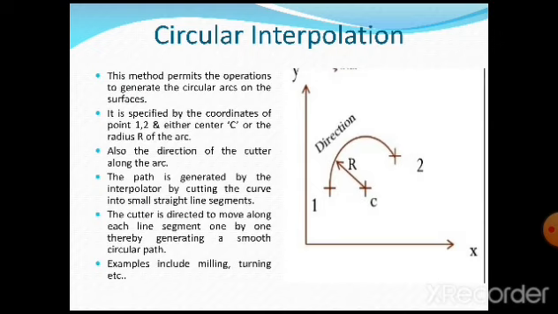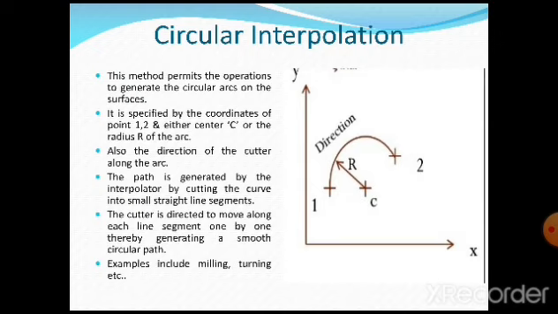The path is generated by the interpolator by cutting the curve into small straight line segments. Just as I have told here, each and every arc or circular path is cut into very, very small segments, fractions of millimeters, and the interpolator calculates the feed rate to generate the actual arc or curve which we are going to see on the screen. The cutter is directed to move along each very, very small line segment. That is why we use the word line segment. A very small straight line is cut into fractions of millimeters, one by one, thereby generating a smooth circular path.